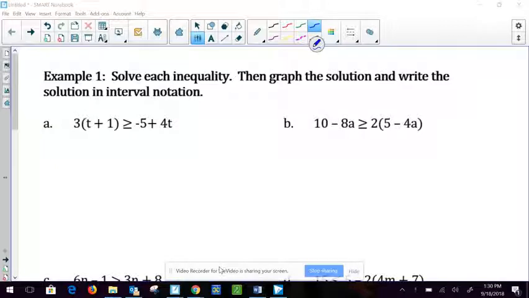So right now on the top of your paper, hit pause and write: flip the symbol when you multiply or divide both sides by a negative. Hit pause now, and I'm going to write it down for you.